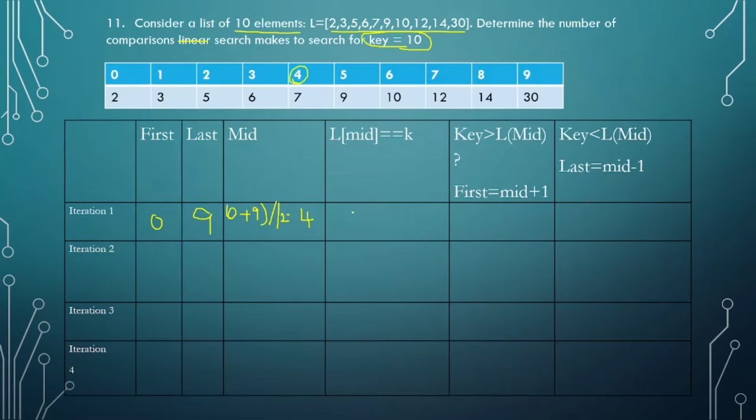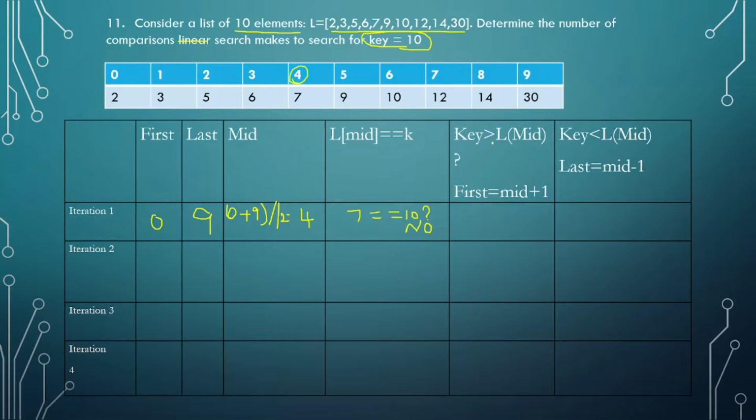Mid is 7. L of mid is 7. Is 7 equal to key? What is key? Key is 10. So is 7 equal to 10? No. The answer is no. Now you are going to search here.